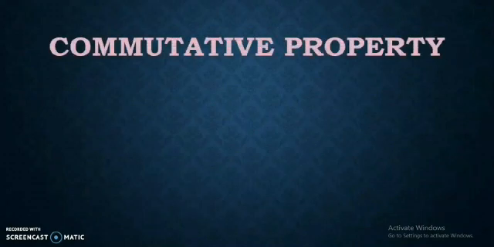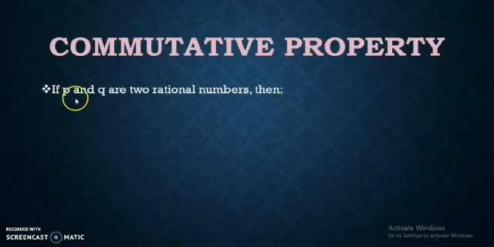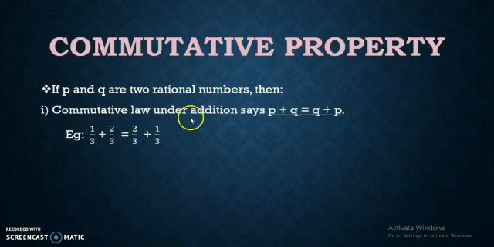Now let's come to our second property, which is commutative property. If P and Q are two rational numbers, then commutative law under addition says P plus Q is equal to Q plus P, which means in the case of addition, changing the order of given rational numbers does not change the result. For example, the sum of 1 by 3 and 2 by 3 is equal to the sum of 2 by 3 and 1 by 3, which is 3 by 3.